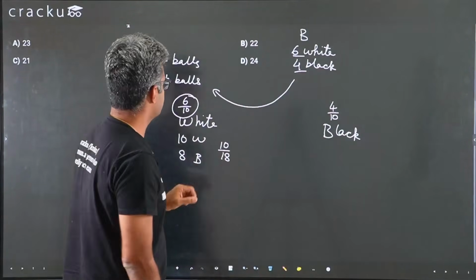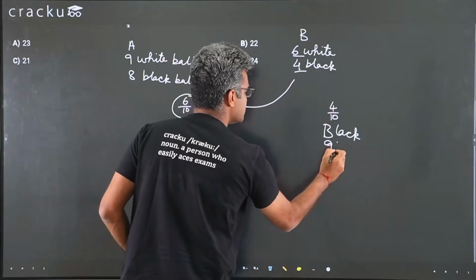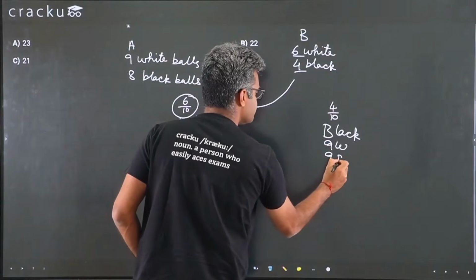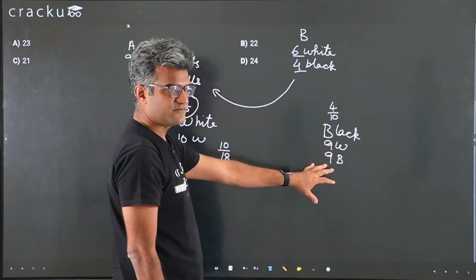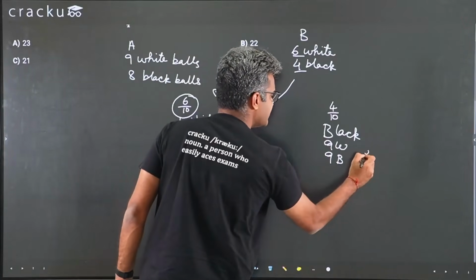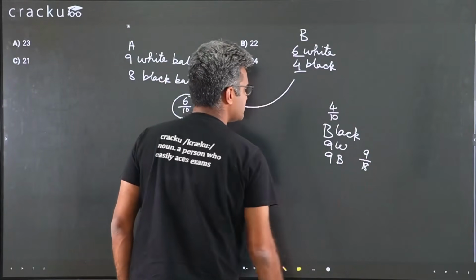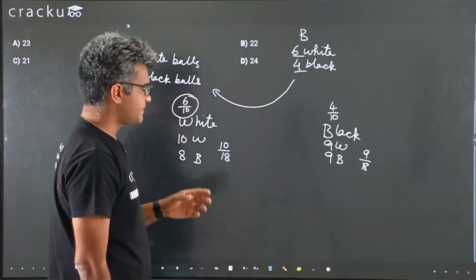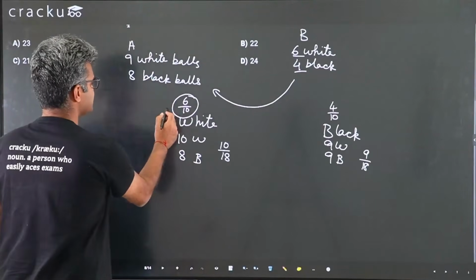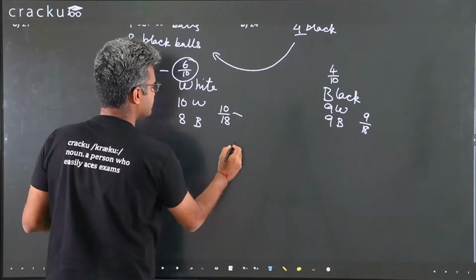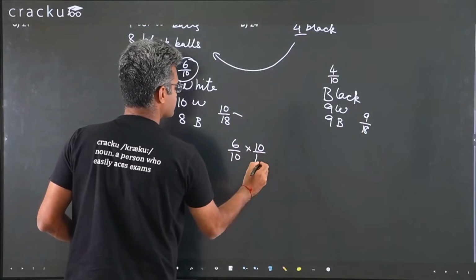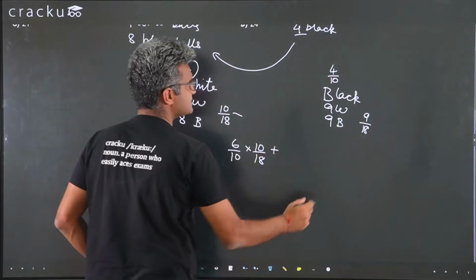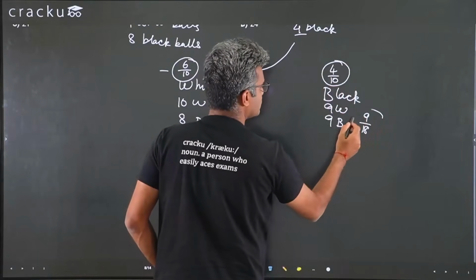Once that is picked, we have 9 white balls and 9 black balls. So in this case, the probability of picking a white ball from bag A will be 9 by 18, which is 1 by 2. So the overall probability of picking a white ball will be 6 by 10 into 10 by 18 plus 4 by 10 into 9 by 18.